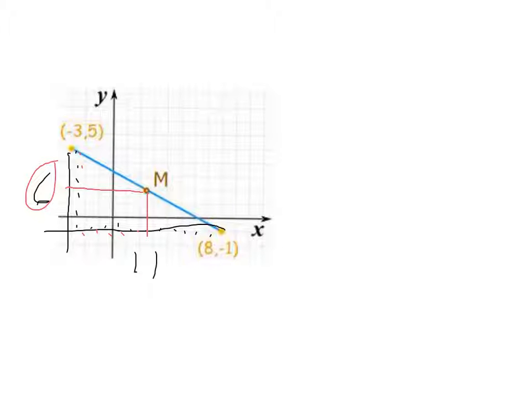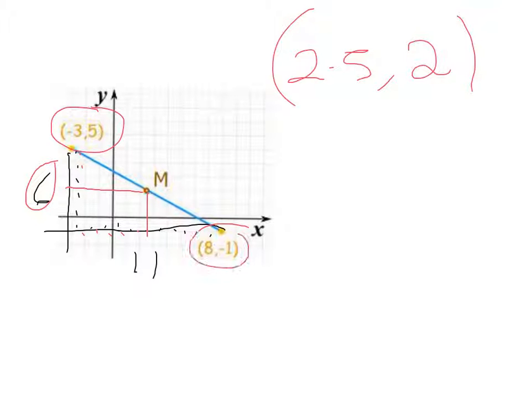And then work out the coordinates there. So the coordinates along this corridor would be 2.5, and up the stairs would be 2 squares. And that's the coordinates of my midpoint. However, there is another method of working it out where we use these two.